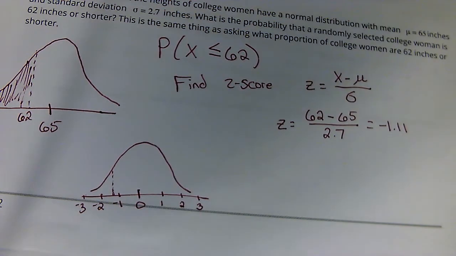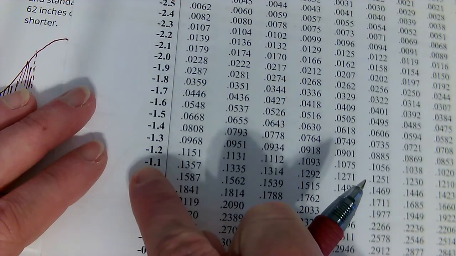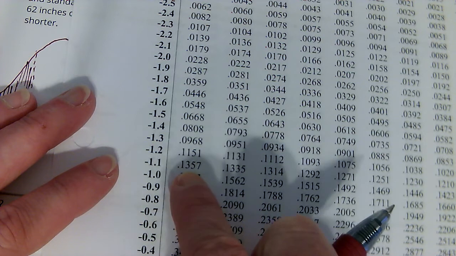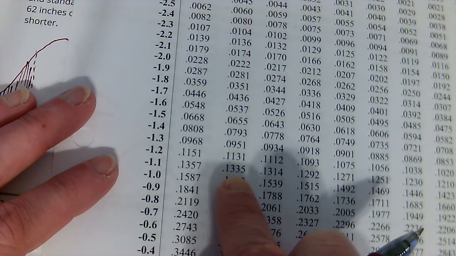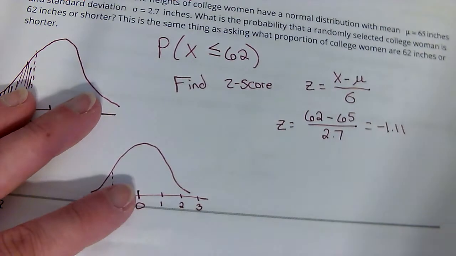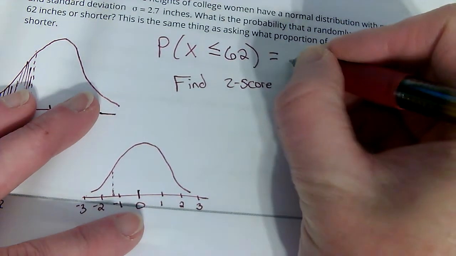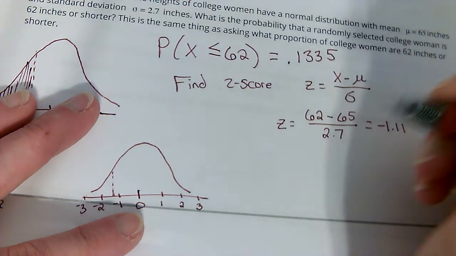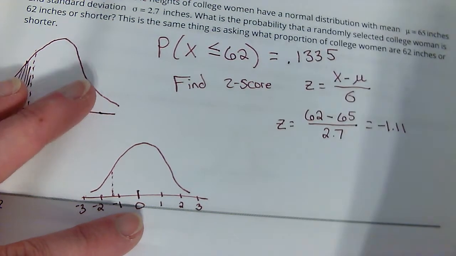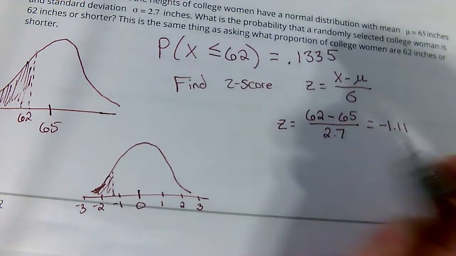Now looking at the table, negative 1.11 is going to be on the back side. Negative 1.1, this would be 0.1335. It's a very small percent.